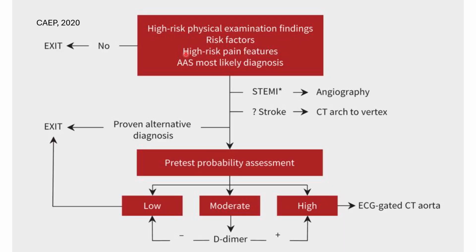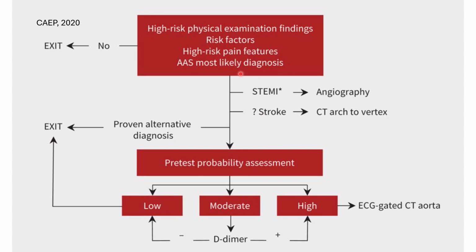Here's the Canadian guideline. If you have high risk physical examination findings, meaning you'll have to specify, but I think it's probably blood pressure differences, and if the risk factors, high risk pain features, and AAS most likely diagnosis, no, then you just go out of this algorithm. Is there a STEMI? Then you go to angiography. Is there a stroke? Then you go to CT scan. Is there a proven alternative diagnosis? Then you also exit. And then you assess the pretest probability after that.